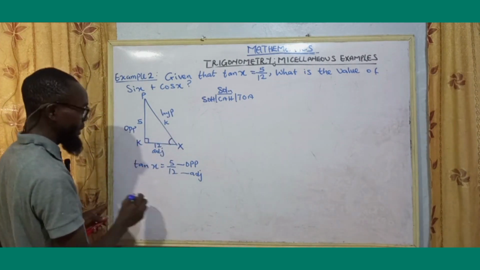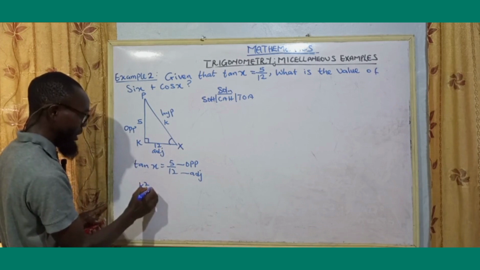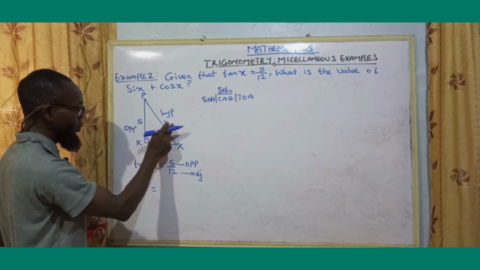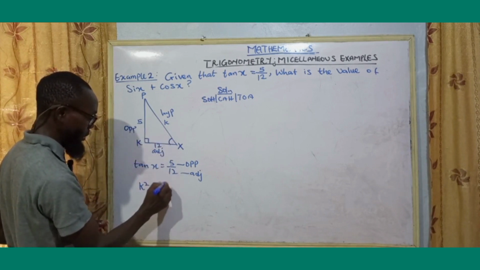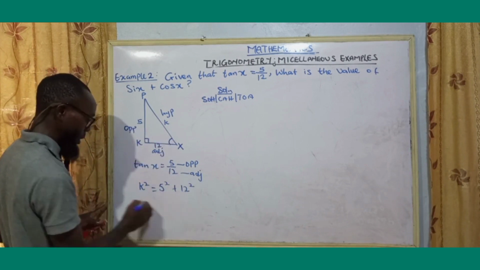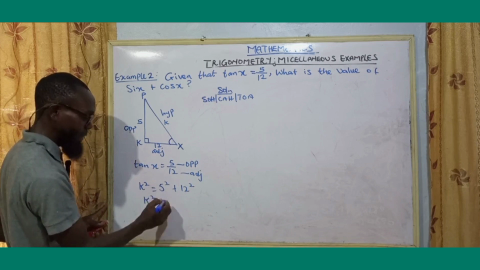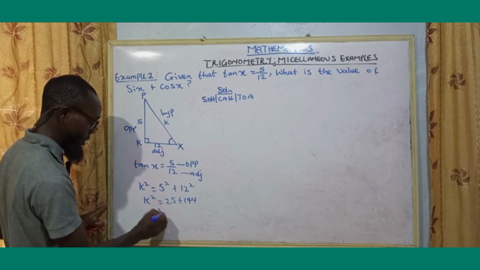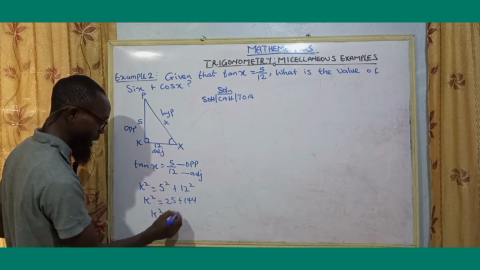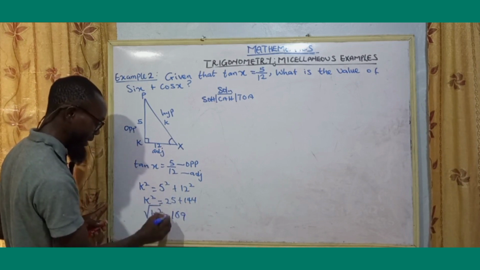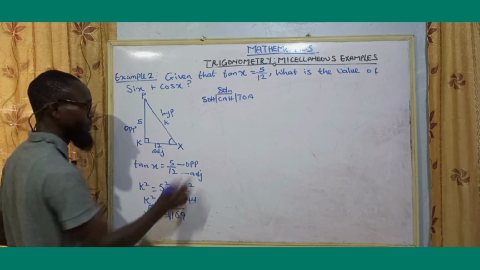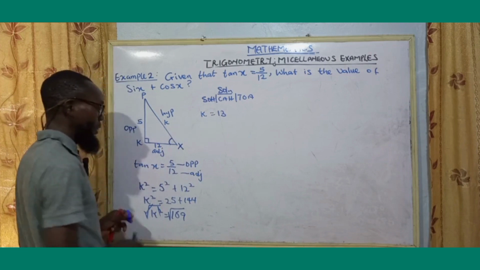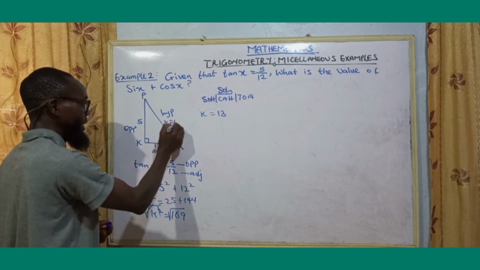So the square of the hypotenuse side, we have k squared is equal to the sum of the squares of the two other sides, k squared is equal to 5 squared plus 12 squared. So k squared is equal to 5 times 5 is 25 plus 144. So k squared is equal to, when you sum it up, 169. So square root both sides. Square cancels square root. My k is equal to 13. Now we've gotten our k to be 13, so this one is 13.